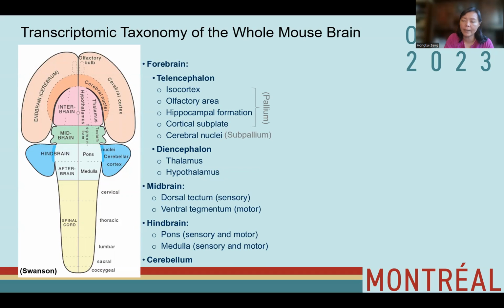It also covers the olfactory areas, including piriform cortex, which is also considered a more ancient cortical structure, as well as the cortical subplate regions, which include structures such as claustrum and basolateral amygdala complex. In addition to the pallium, the telencephalon also includes the subpallium structure, which is called the cerebral nuclei, that includes striatal and pallidal areas. In addition to the telencephalon, we also have profiled the entire thalamus and hypothalamus, which compose the diencephalon, as well as all the regions in midbrain and hindbrain and cerebellum.